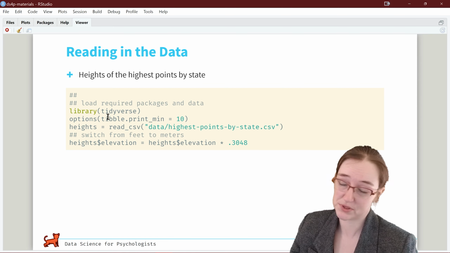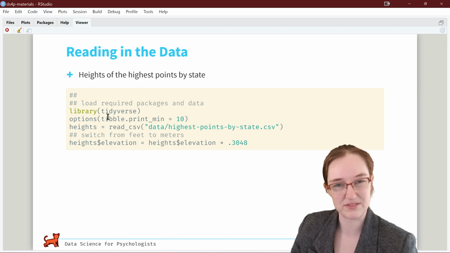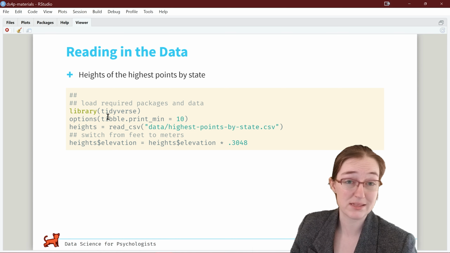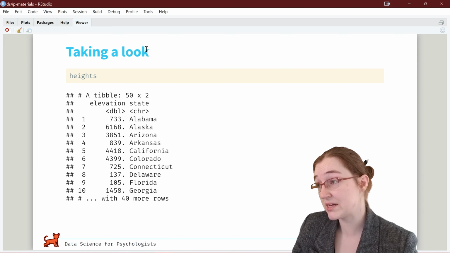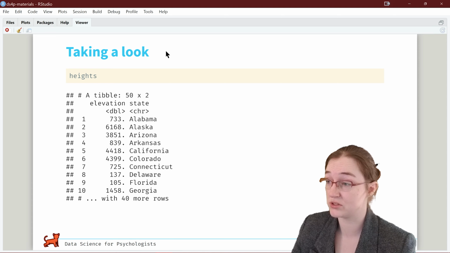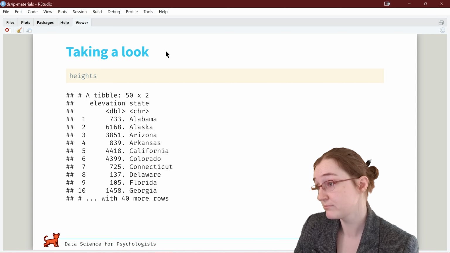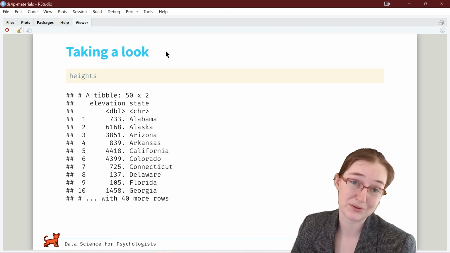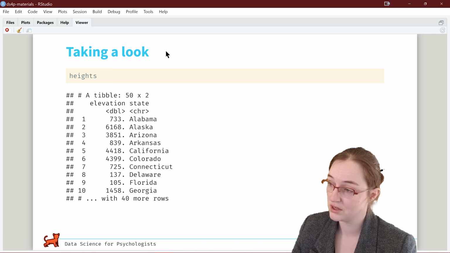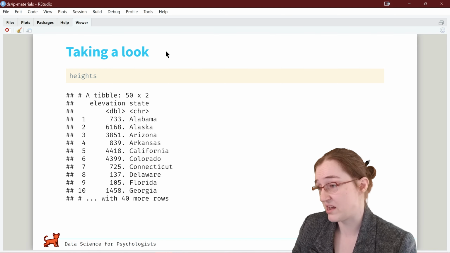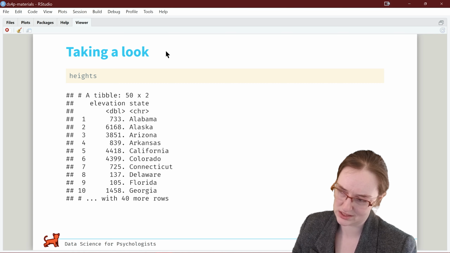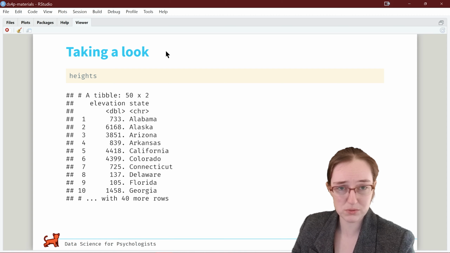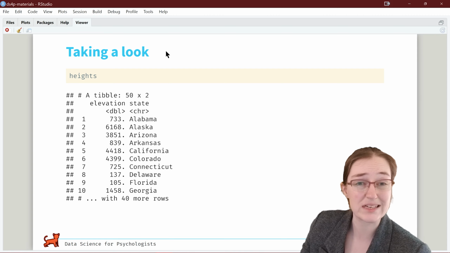We're going to switch this from feet to meters just so that we have some nice numbers. But this is a basic rescaling. All right. So let's take a first look. All I did was ask it to print the data. I just told it heights. And it printed out the first 10 rows, which is exactly what the tibble setting told us it was going to do. Here it's sorted alphabetically, which is fine, I guess. It doesn't really give me a sense of what's happening in the data. So we're going to take a deeper look.